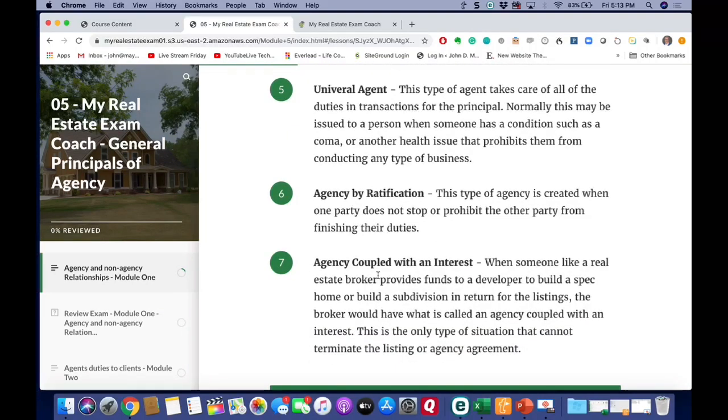Agency by ratification, kind of an interesting type of agency. If I go and show a house and the seller knows I'm showing it and they've never given me a listing agreement, and I show it and write a contract, the seller, by knowing that I went over to show the property, actually ratified the agency, and it was created because they didn't stop or prohibit me from finishing my duties.